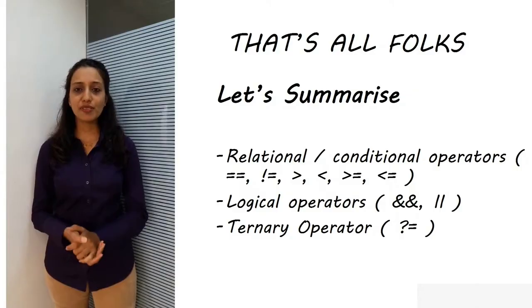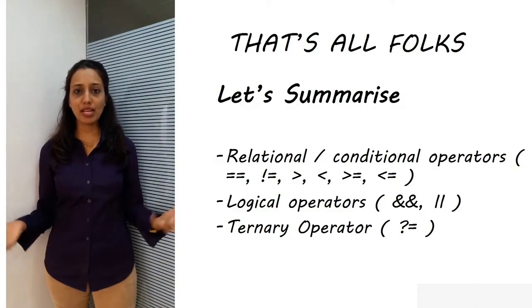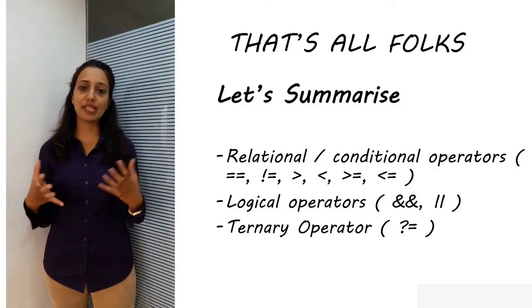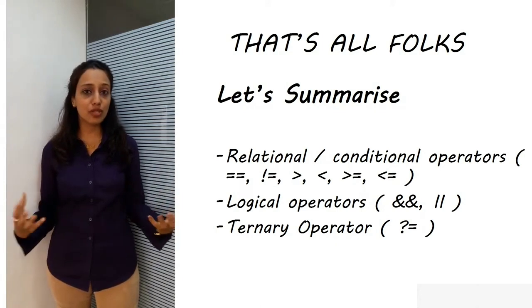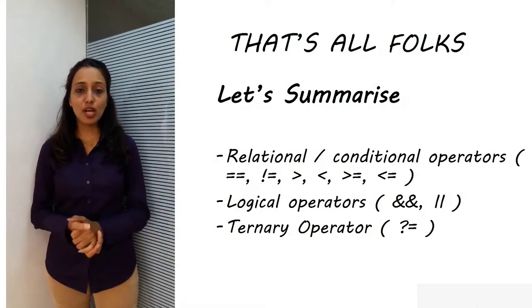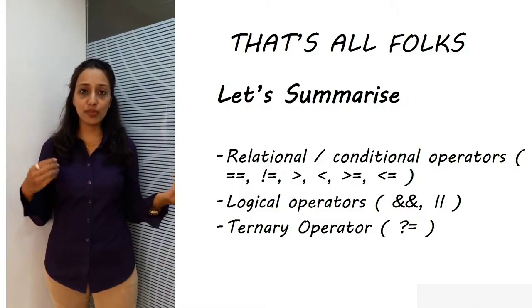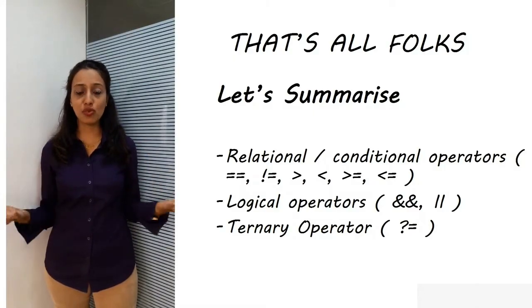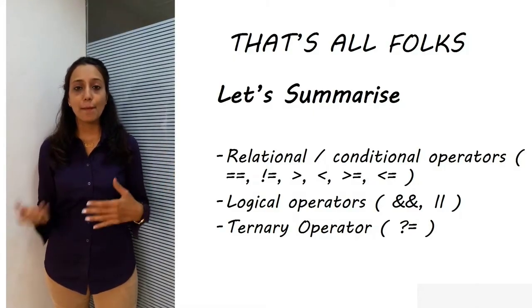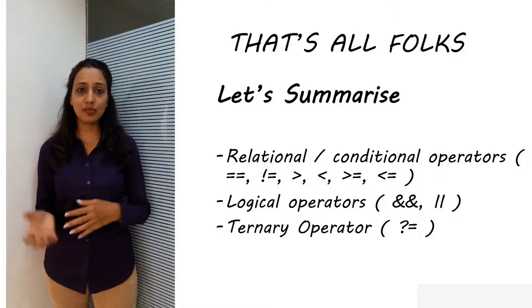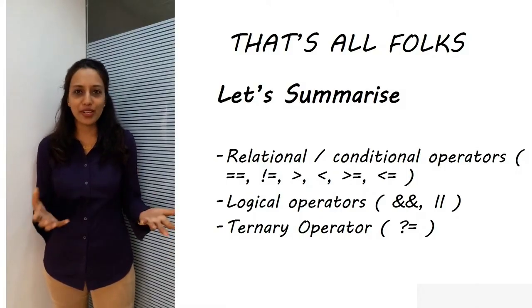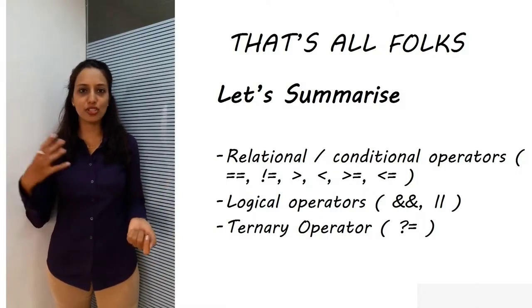In relational operators, we have seen how they are used to compare the values of two operands and figure out which one is greater, which one is smaller, whether they are equal or not equal. For the logical operators, we have seen that they can evaluate whether both the expressions or one of the expressions is true or not, and will return true or false based on which operator you are using, whether it is logical AND or logical OR.